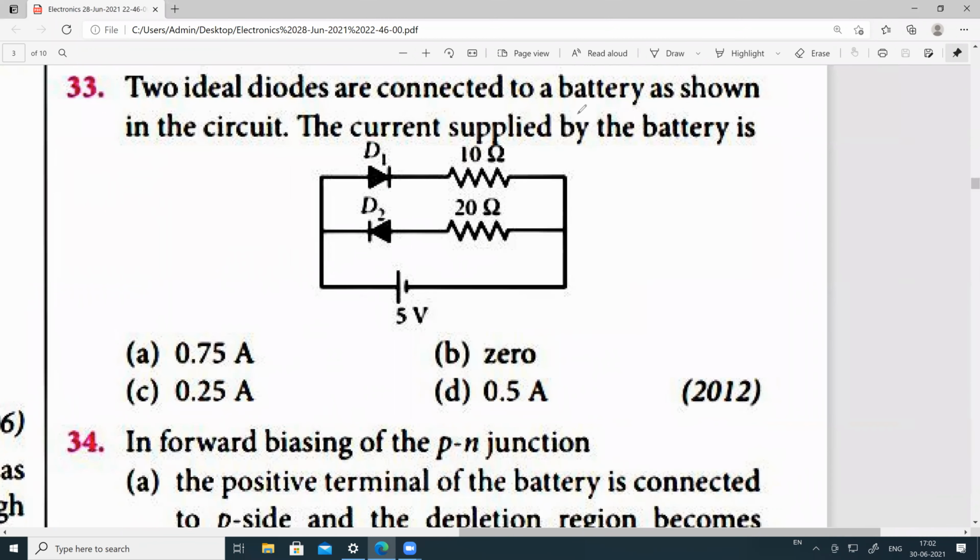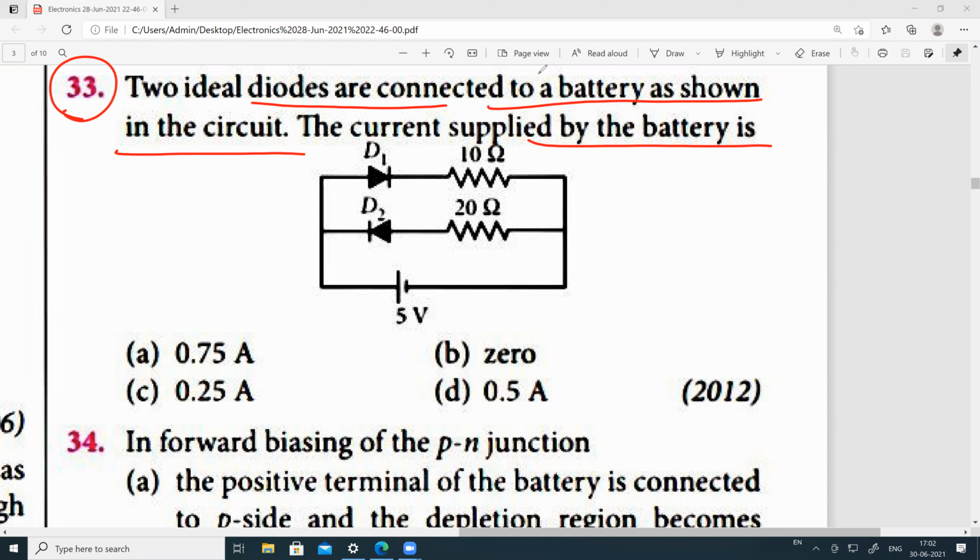33rd one. Two ideal diodes are connected to a battery as shown in the circuit. The current supplied by the battery is: first option 0.75, second one 0, third one 0.25, fourth one 0.5.